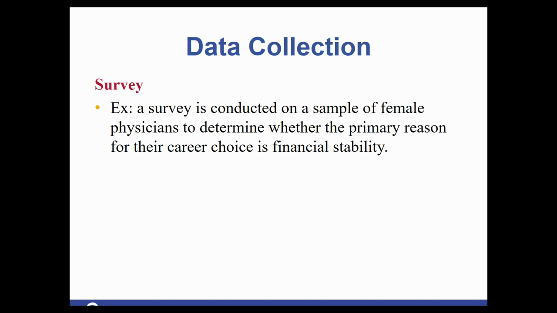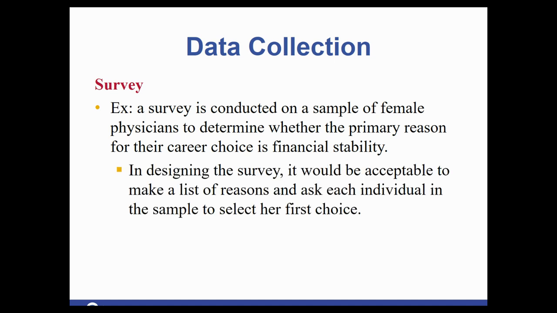Here's another example. A survey is conducted on a sample of female physicians to determine whether the primary reason for their current career choice is financial stability. In designing the survey, it would be acceptable to make a list of reasons and ask each individual in the sample to select her first choice. So surveys can be multiple choice. They could also be open-ended questions.